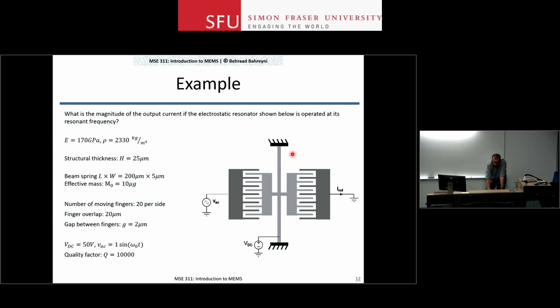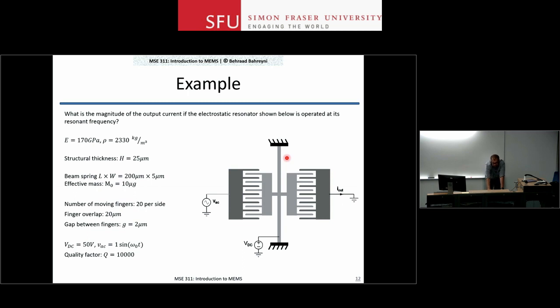The question asks simply, what is I out? You have everything else that you need. The question asks, what is I out under these conditions? A couple of points to remember here. I point them out quickly to you. But here's how you solve it.